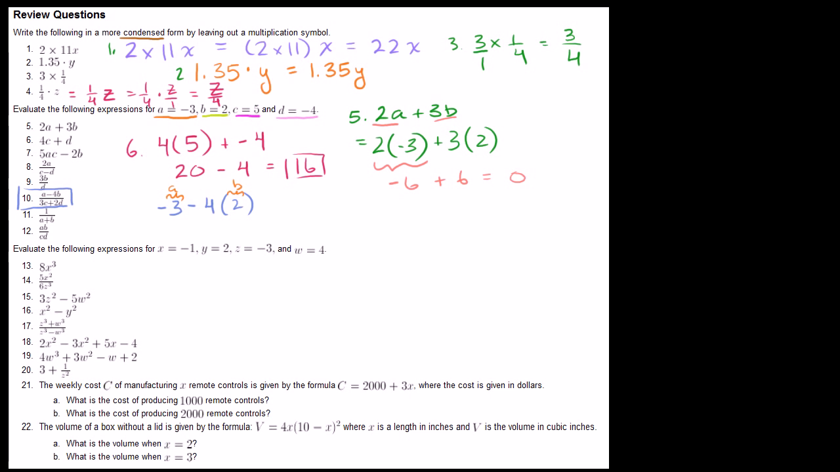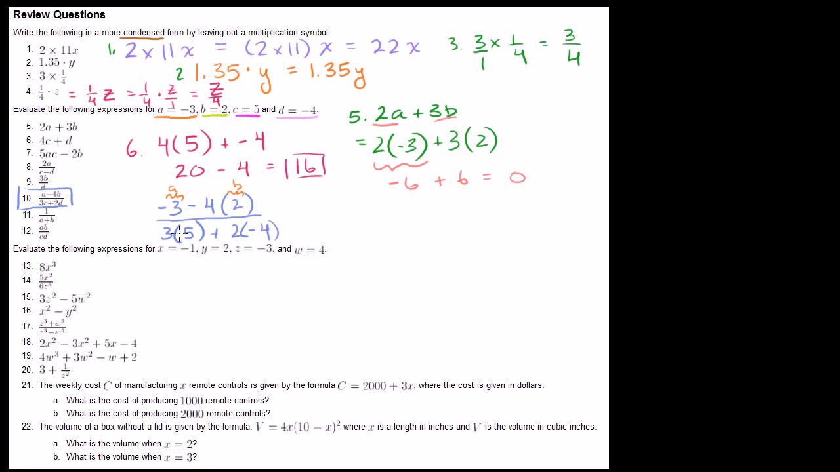And then all of that is over 3c plus 2d. So 3 times, what was c? c is 5, plus 2 times d. What is d? d is negative 4. So let's figure this out.